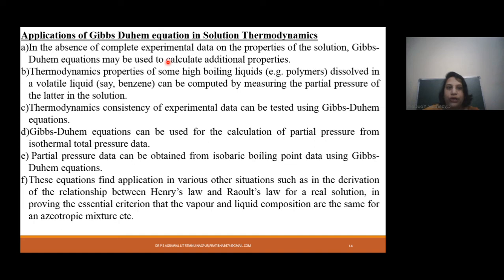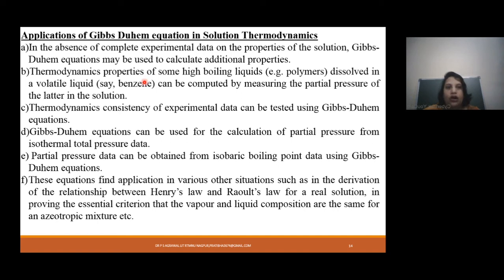This is particularly useful when the volatility of the two components differs. The measurement usually gives the activity coefficient of the more volatile component, whereas that of the less volatile component is calculated using the equations. Thermodynamic properties of some high boiling liquids dissolved in a volatile liquid can be computed by measuring the partial pressure. Then thermodynamic consistency of experimental data can be tested using the Gibbs-Duhem equation.